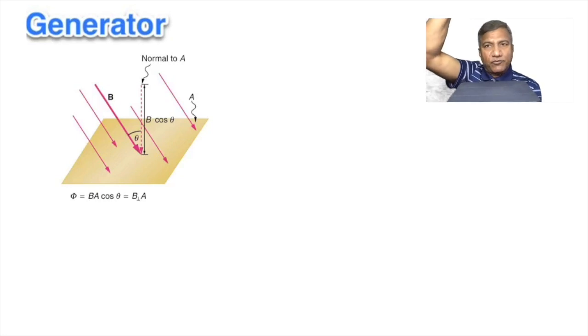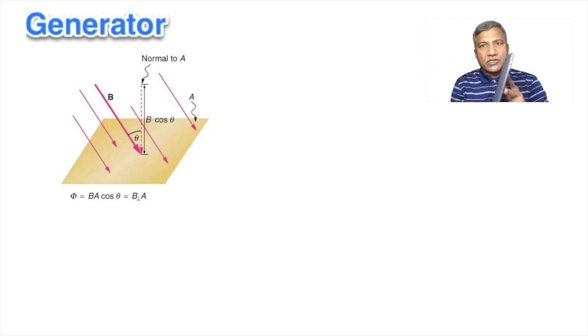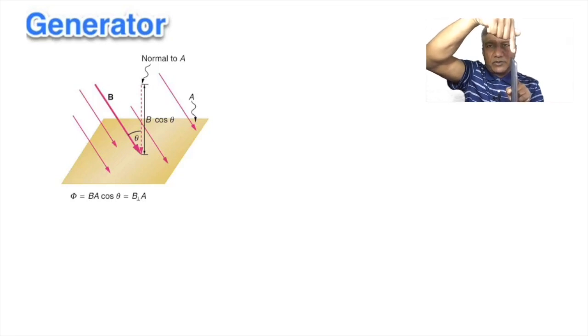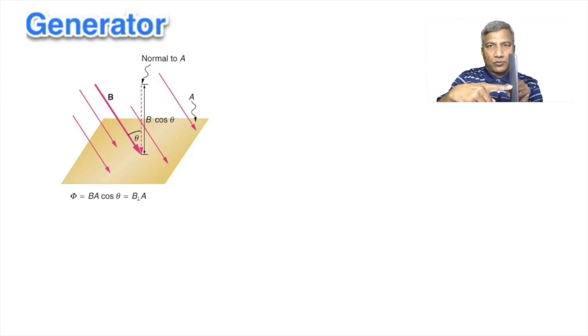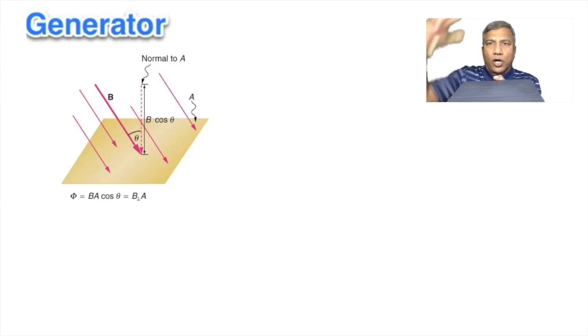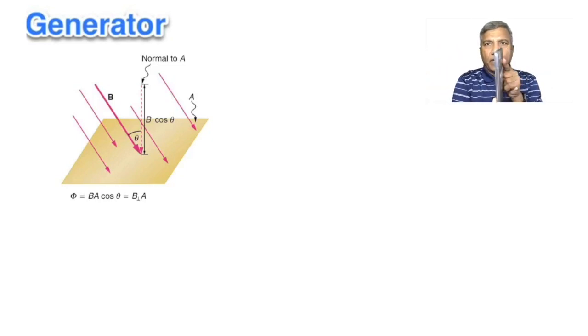But if the magnetic field was this way and the surface was kept this way, so now you see the magnetic field is straight down, the surface is kept this way, which means the perpendicular to the surface is that way. The angle between the perpendicular and the magnetic field is now 90 degrees. And you can see that when it's this way, all of the magnetic field passes through the surface, but when it's this way, nothing goes through the surface.